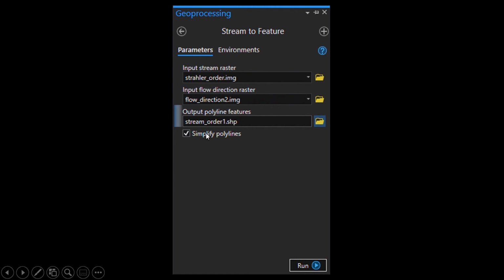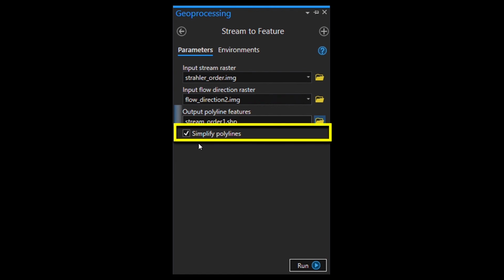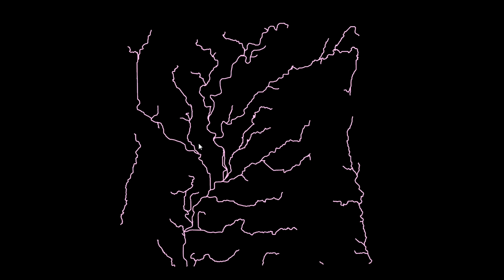For the Simplify polylines option, I tend to just go ahead and check it on. I like things to be simple, but if you're doing research, or something that has a purpose or value beyond just clicking here and there for an assignment, then you might want to look into this a little bit more. But I clicked run, and here's our result. Now we have something we can understand a little bit more.